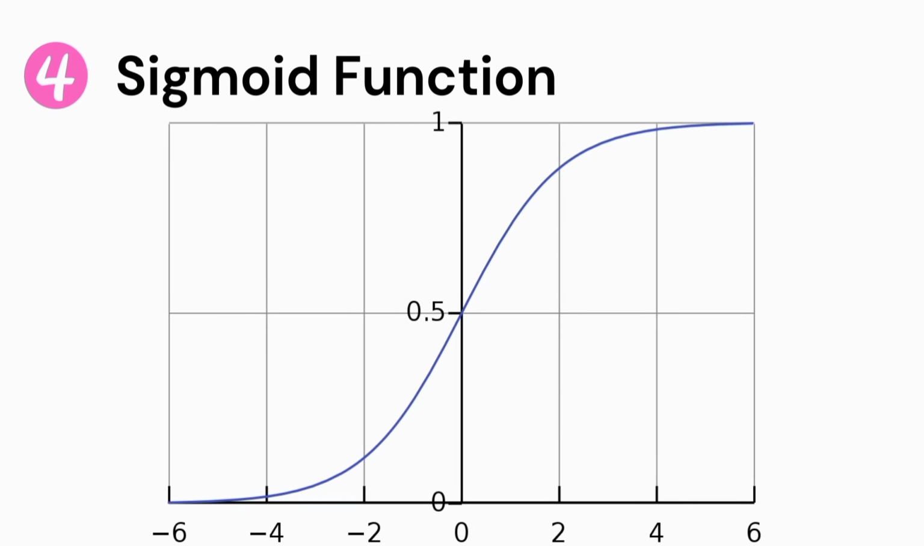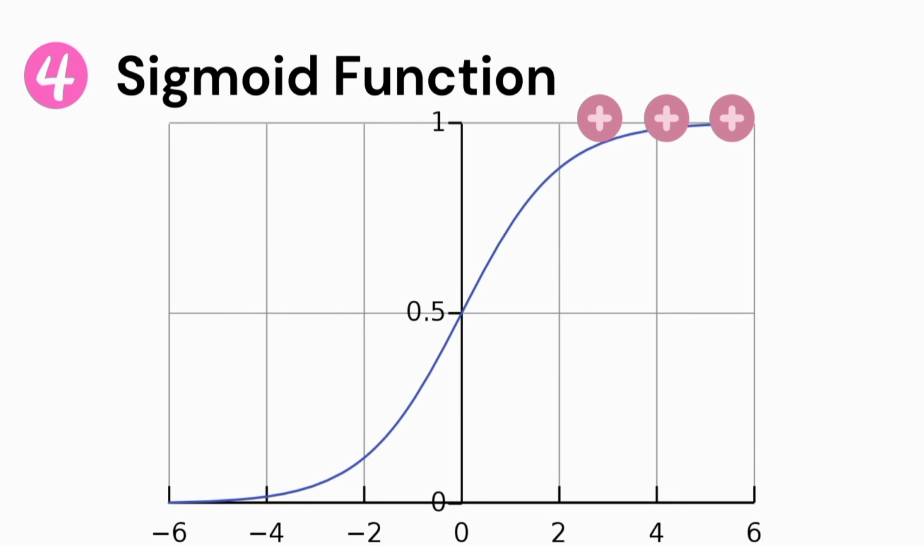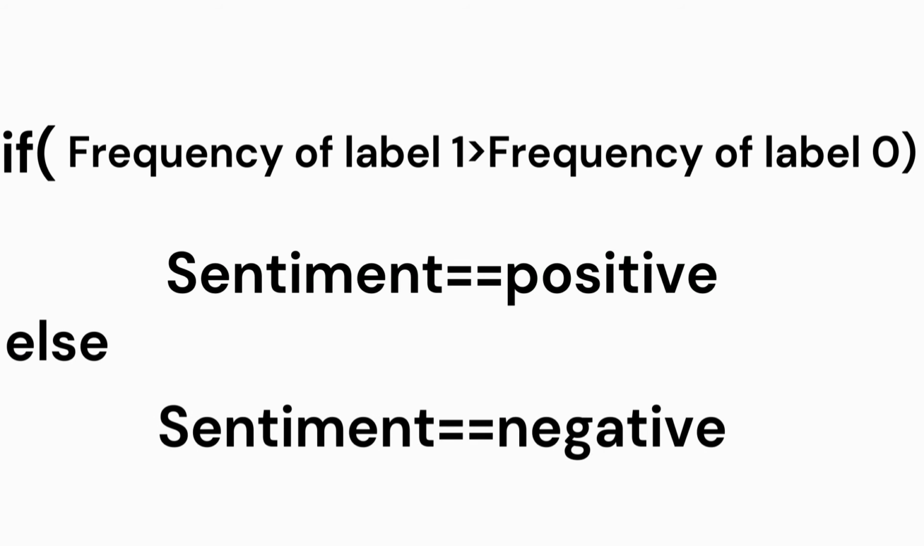Step 4 is to use the sigmoid function. This function helps in mapping the predicted values to probabilities. Simply, if the output is greater than 0.5, it will be positive, but if the output is smaller than 0.5, it will be negative on the graph. If the frequency of label 1 is greater than the frequency of label 0, your sentiment has to be positive, and vice versa.